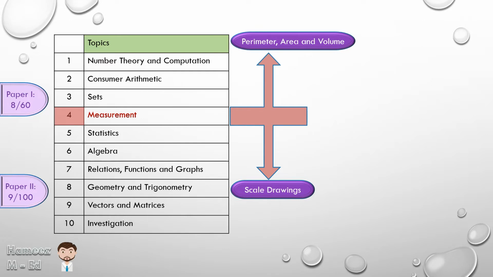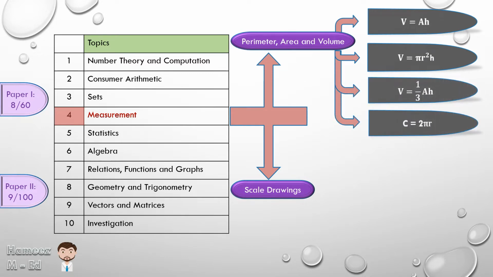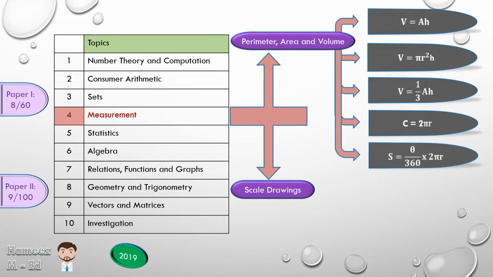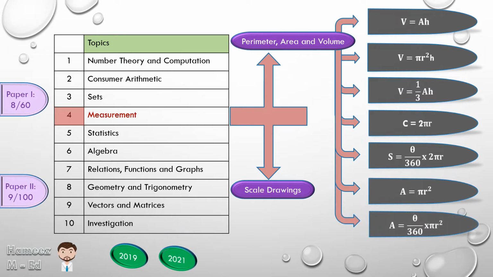And let's recall that in both papers in the formula sheet, there are 8 formulas that are given to us, which are along this topic. The first being volume of a prism, volume of a cylinder, volume of a pyramid, circumference of a circle, length of an arc, area of a circle, area of a sector, and area of a trapezium.